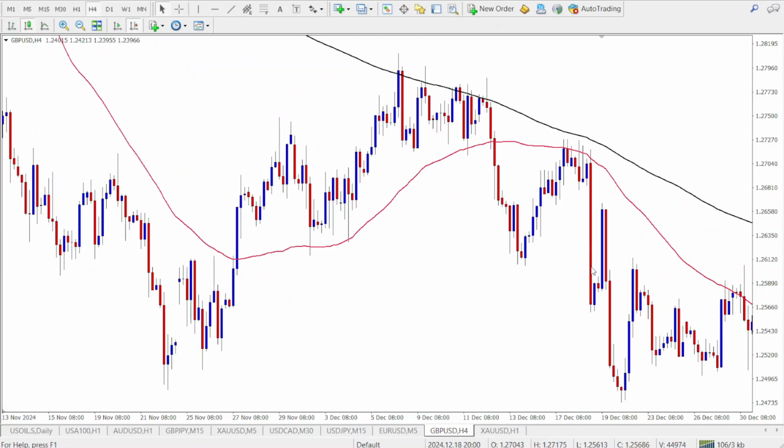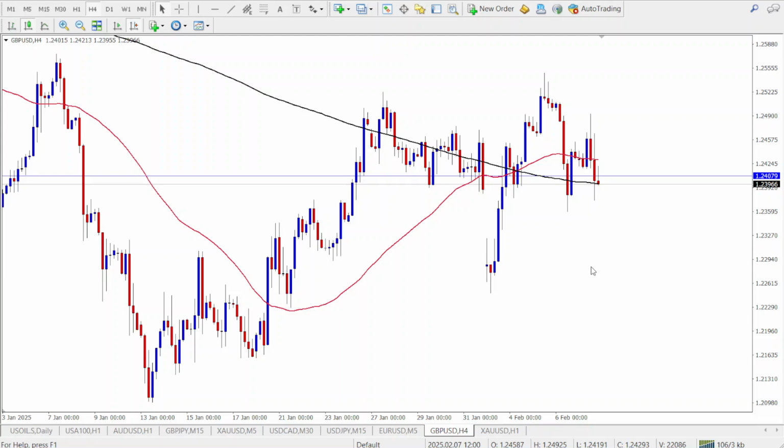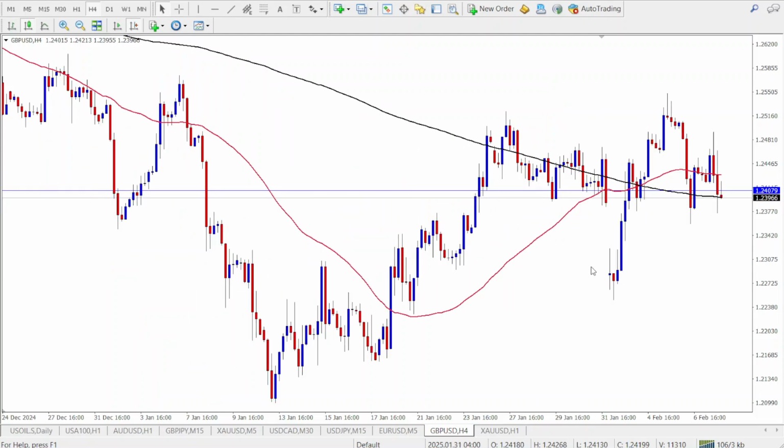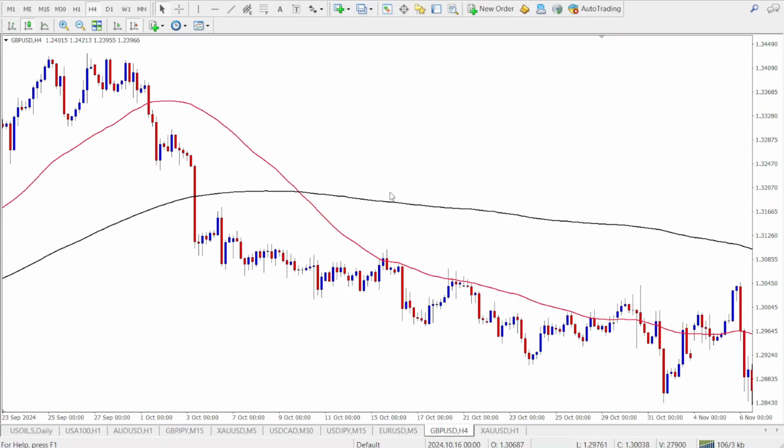Then the next step is to look for moving average crossover signals. For a buy setup, when the 50 period SMA crosses above the 200 period SMA, it signals a potential bullish trend reversal. Then for a sell setup, when the 50 period SMA crosses below the 200 period SMA, it signals a potential bearish trend reversal.